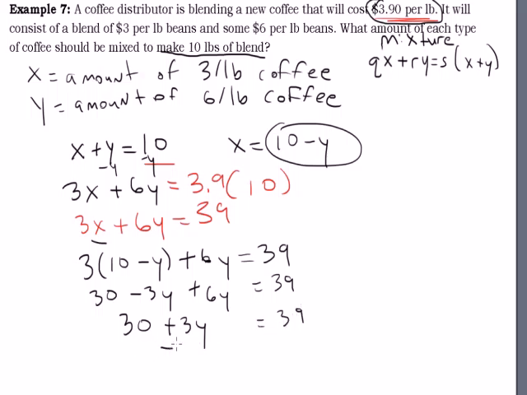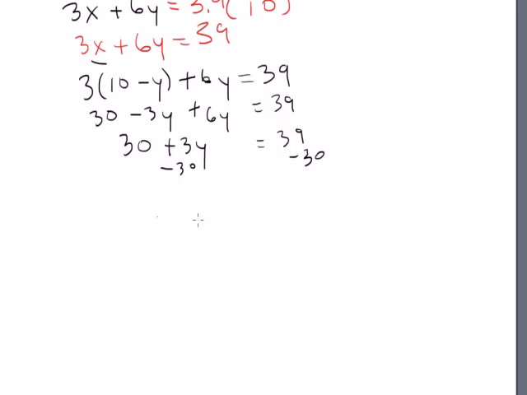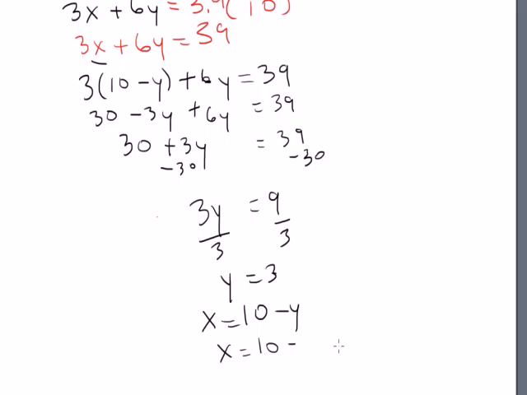Still working to get this y by itself, I'll subtract the 30 from both sides. We should see 3y equals 9. Dividing both sides by 3, we'll get y equals 3. And again, this was the number of pounds of y. Now for x, we saw a little higher, we have x equals 10 minus y, or x equals 10 minus 3, or 7. Again, the units for both of these are pounds.